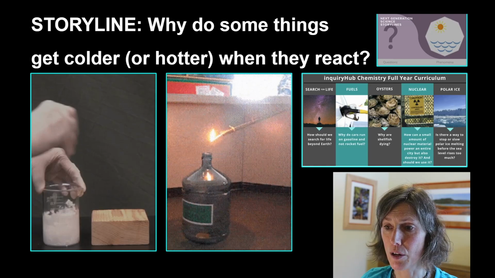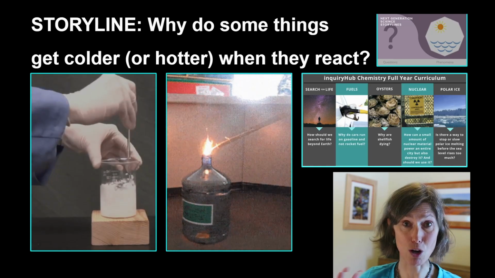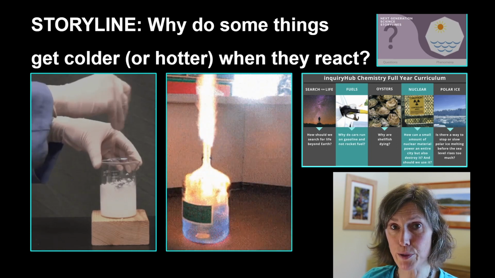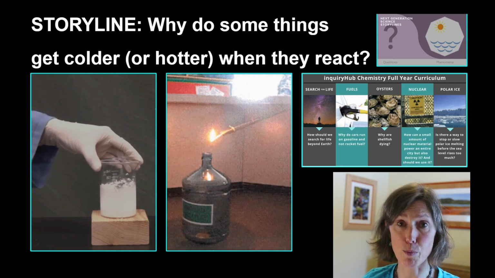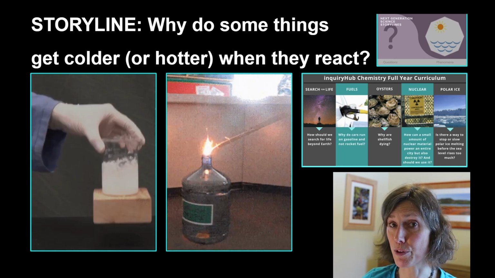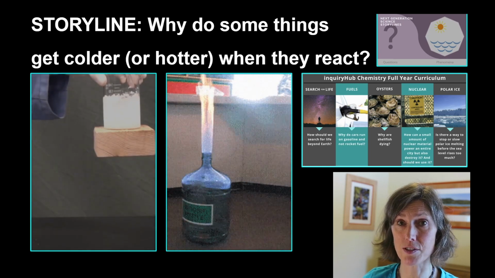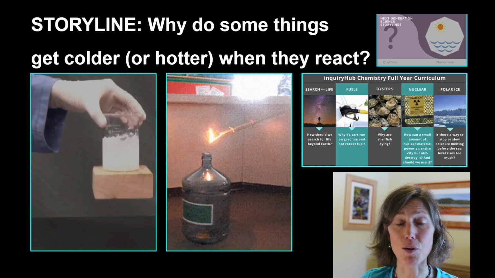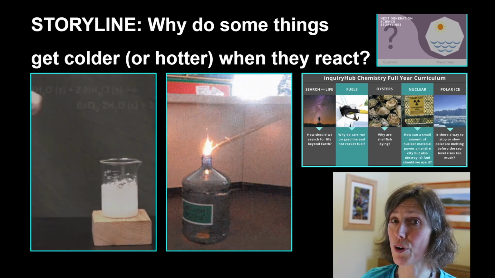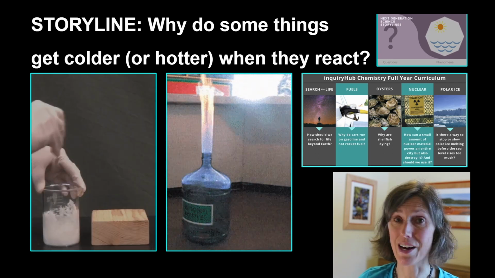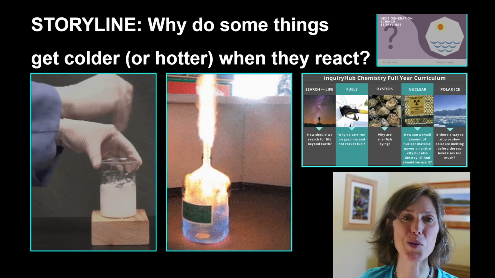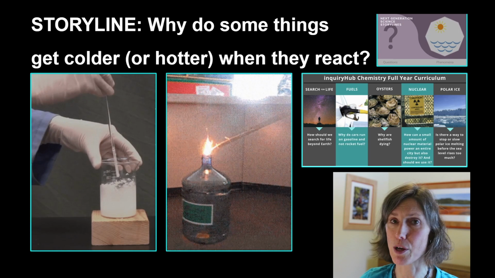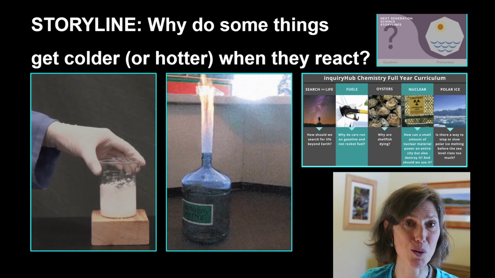So that brings me basically to the culmination of the first half of this storyline. Why do some things get colder or hotter when they react? I've shared with you 7 lessons, again, in the description below with the key. And stay tuned for the sequel to this, which I haven't even completed with my own chemistry students. The sequel to this storyline, why do some things get colder or hotter when they react?